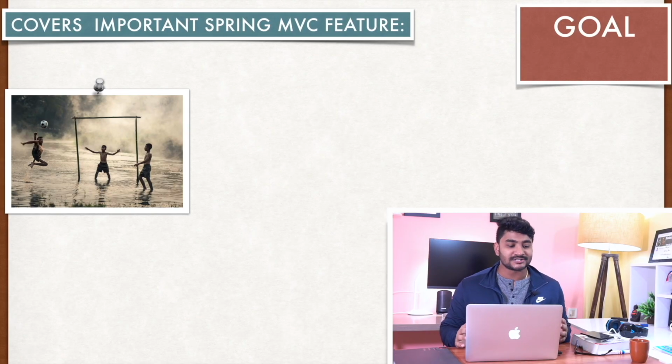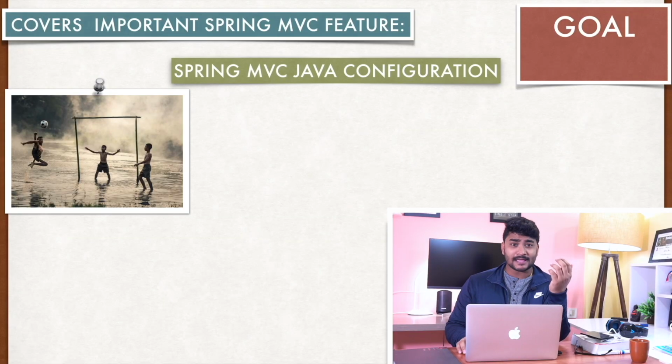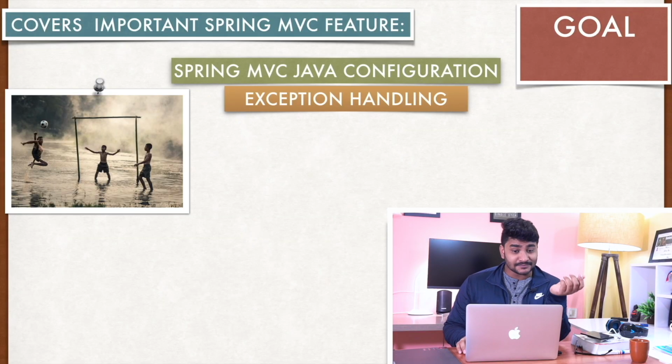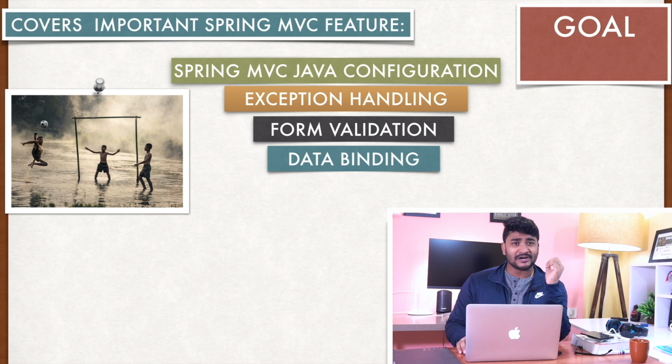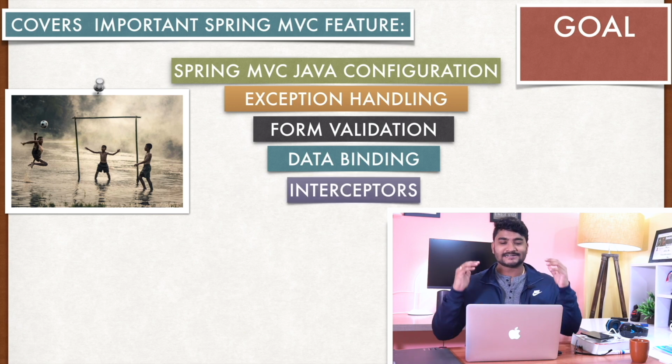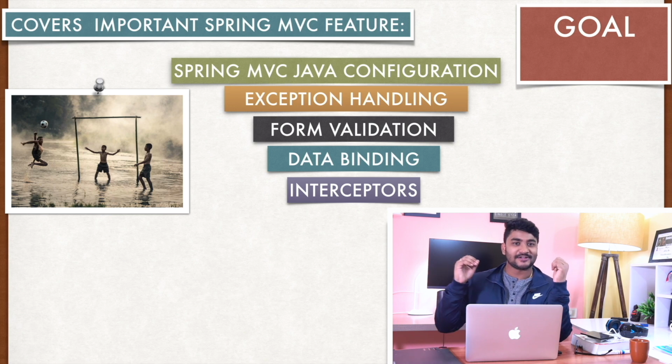Now, let's talk about the goal for this course. Let me come step by step right here. First of all, this course is going to cover a lot of Spring MVC features. If you remember, in our basic course, we spoke about how to set up Spring MVC and get our basic thing done. But right here, we'll go a step ahead and understand some important Spring MVC features like Spring MVC Java configuration, Spring MVC exception handling. We are also going to talk about form validation, Spring MVC data binding, which is pretty important, and we will also understand concepts like interceptor and so much more. So here the goal is to cover all the important Spring MVC concepts.